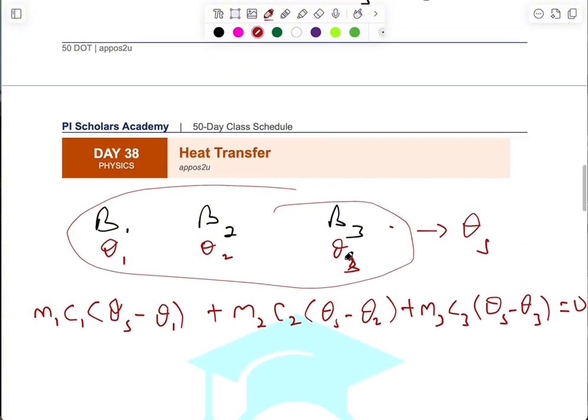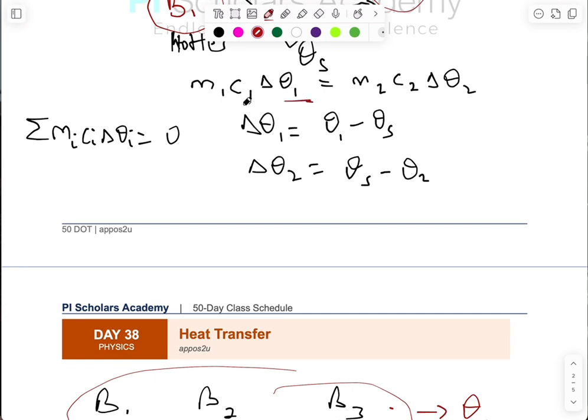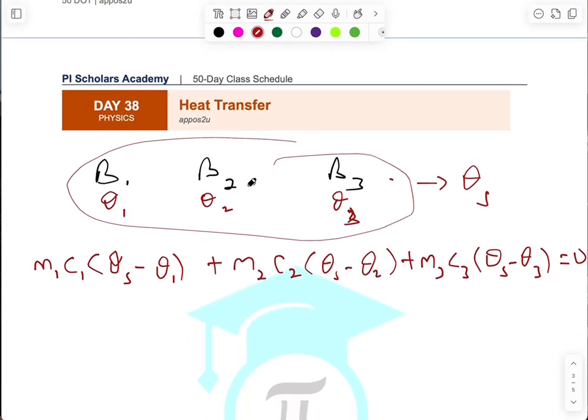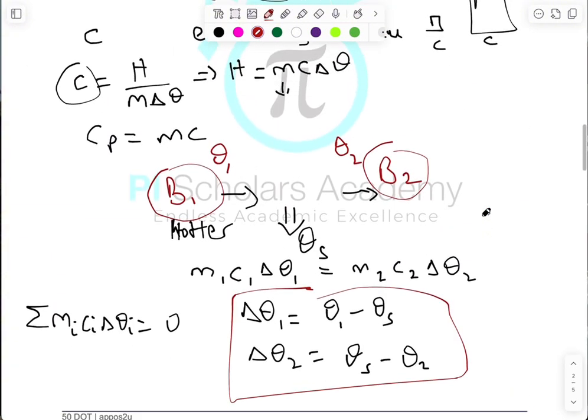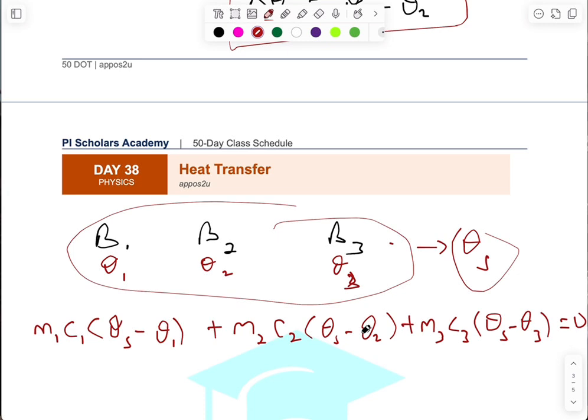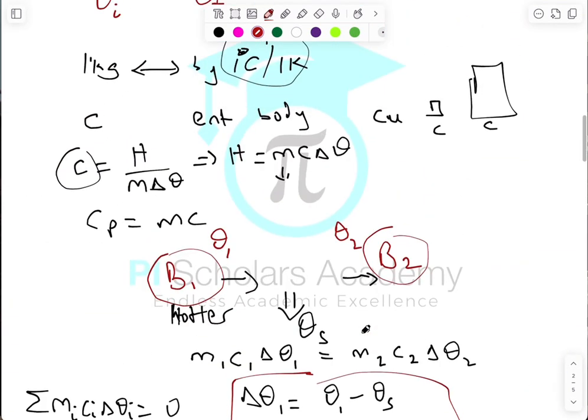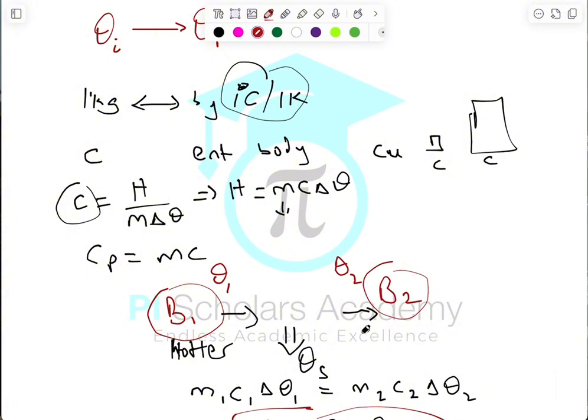So what I've done here is that I'm not worrying about which one is losing and which one is gaining. I'm just assuming that I don't know, but I know that the steady state temperature is theta S, so I subtract all the initial temperatures from this final one. This time I'm not putting them on different sides. I'm adding all of them together, and they will definitely be equal to 0, because that's exactly the way it works. So you can always use this when you have more than two bodies involved, and it will always help you get the proper result. So this is for specific heat capacity.